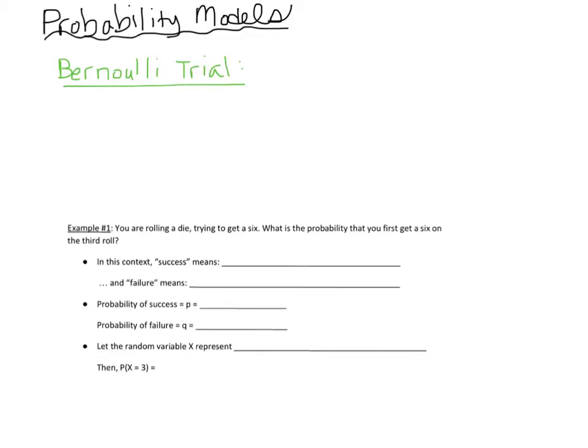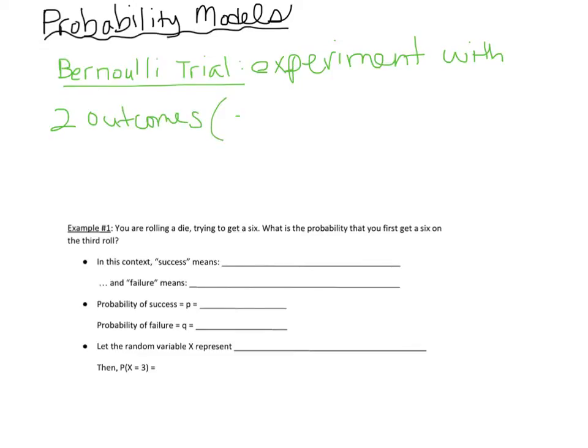This section is about probability models. Everything that we do in this particular chapter is going to involve what we call Bernoulli trials. A Bernoulli trial is an experiment that involves two outcomes. And our two outcomes are what we call success and failure.